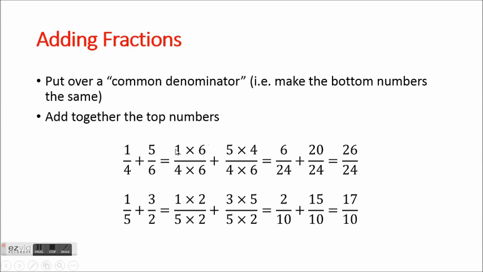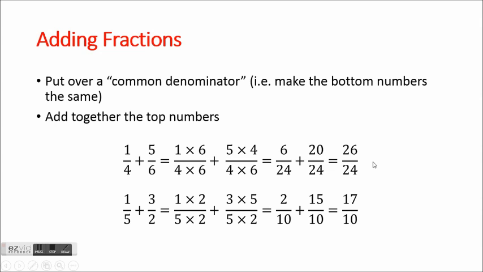So we now have 1 times 6 over 4 times 6 plus 5 times 4 over 4 times 6, which if you multiply these out gives you 6 over 24 plus 20 over 24. So now if you notice, these both have the same number on the bottom. So they have a common denominator, and that denominator is 24. So now we can add the fractions. So all we do is we leave the bottom one the same, and we add the two top numbers, so 6 and 20. So we have 26 over 24.